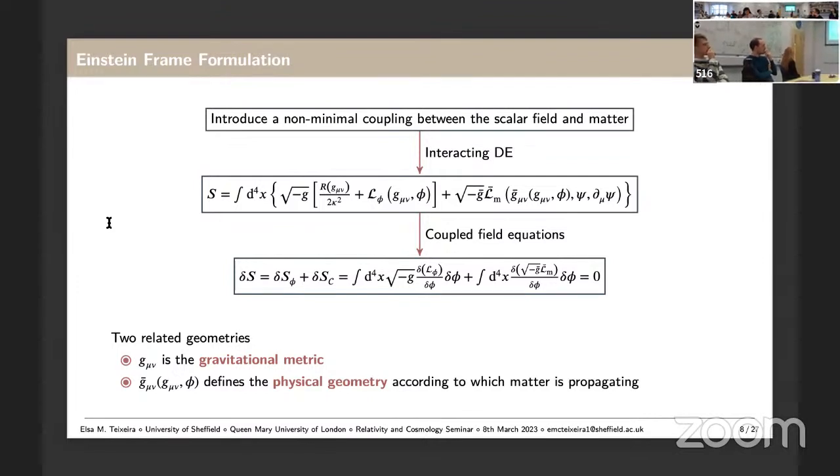And in this way, we just guarantee that we are not messing with the gravitational part, but instead we are seeing something that could change in the way matter evolves in the universe, and seeing how this affects the equation. So yes, I will explain this better. But basically, we will have one metric that is the gravitational metric that enters the Einstein-Hilbert action. And then we will have another related metric that defines the propagation of the matter fields.